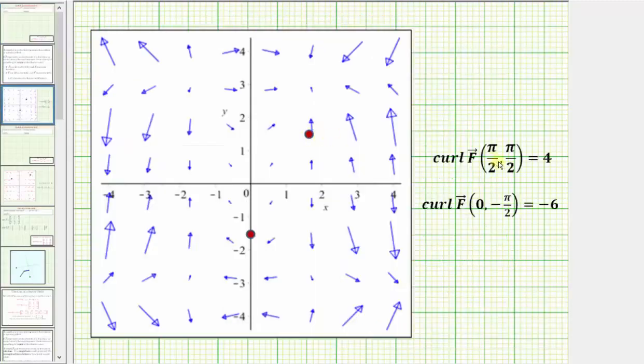The point pi over 2 comma pi over 2 will be this point here, and because the curl is positive at this location, remember 4 would be the z component of the vector pointing the direction of the axis of rotation, which in this case means it would be up because this is the xy plane. And the reason that's important is because we can determine the direction of rotation by using the right-hand rule. Meaning if we point the thumb of our right hand upward and then close our right hand, our fingers are going to point in the direction of rotation, which in this case would be in this direction here. And looking at the vector field, notice how it does appear at this point the rotation would be in this direction.